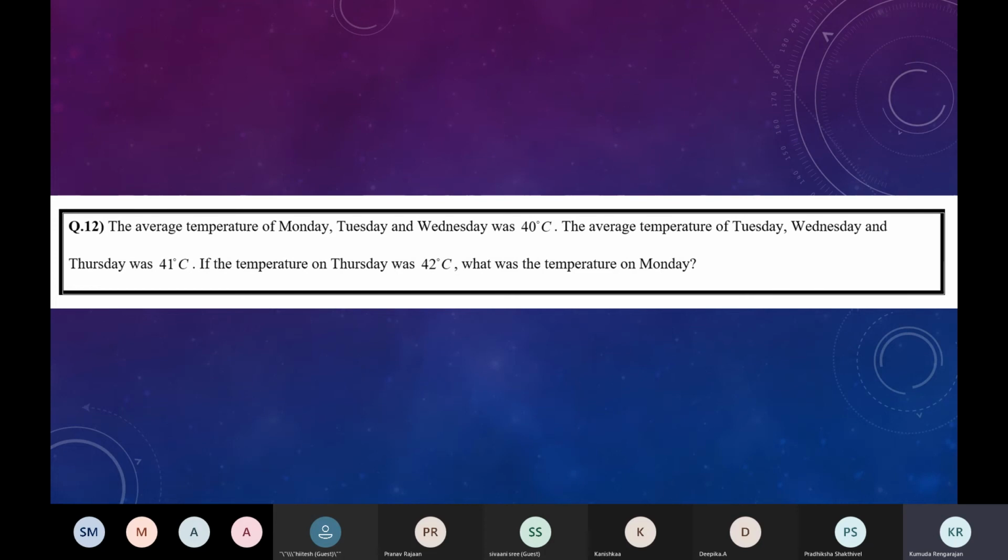This is homework, children. Take a picture. Try this yourself.